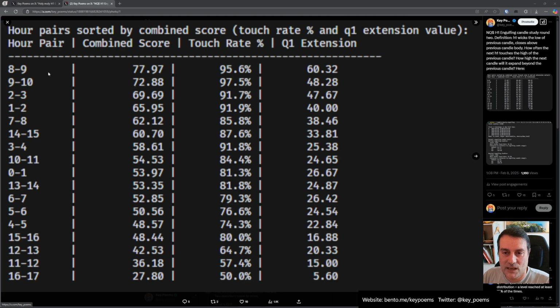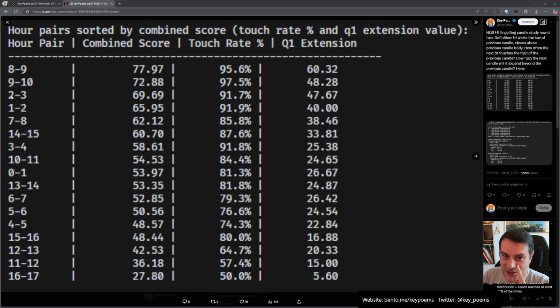So I sorted them by which hour, when that hour creates an engulfing candle, is most probable to run. As you can see, we have a high probability for 8 to 9 and 9 to 10. Those are of course volatility injections of the open. Pretty simple. When the 8 to 9 or 9 to 10 hour creates an engulfing candle, then you can look for a huge retracement because there's a lot of volatility, and then huge runs.